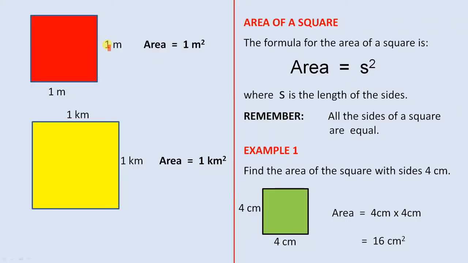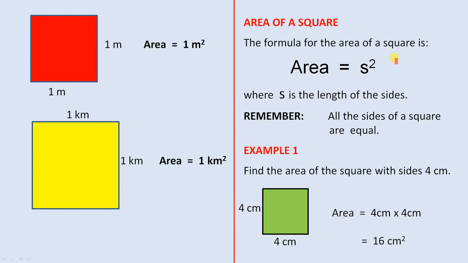Here is a square with measurements 1 metre by 1 metre. The area is 1 square metre. Here's another square with measurements 1 kilometre by 1 kilometre. The area is 1 square kilometre.